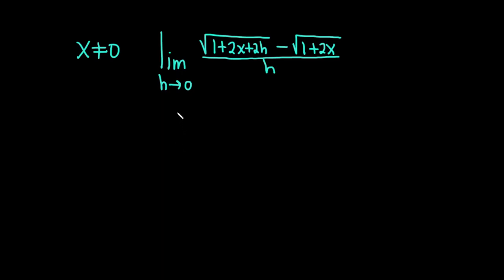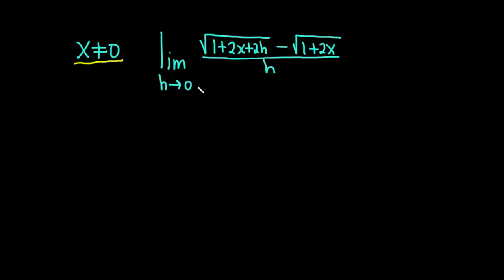Hello, in this video, we're going to find the limit as h approaches 0 of the square root of 1 plus 2x plus 2h minus the square root of 1 plus 2x, all divided by h. And here we're told that x is not equal to 0.